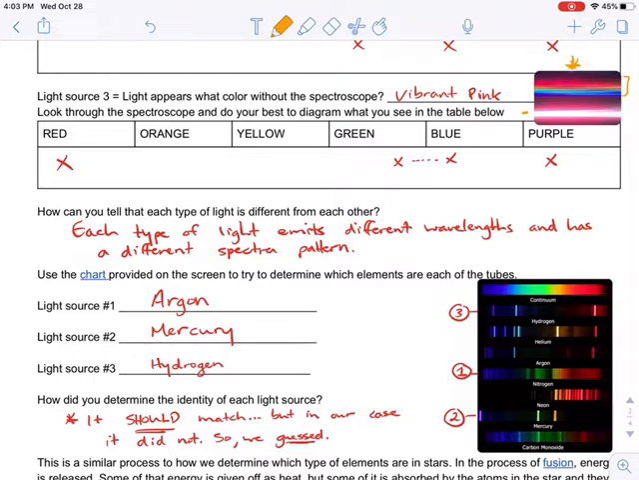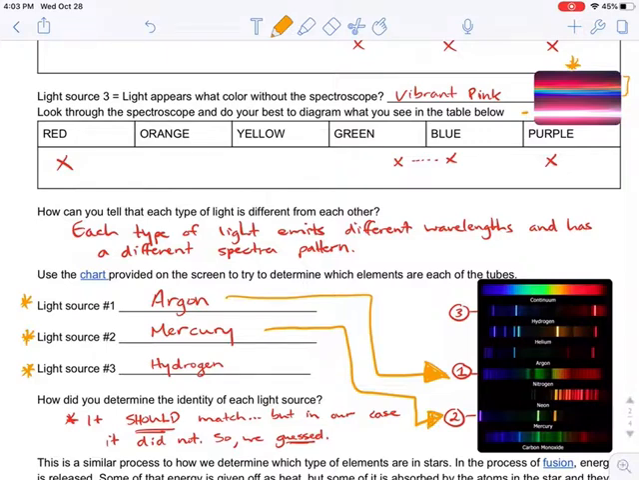Now, the elements that were definitely in those tubes that I showed you in class were argon, mercury, and hydrogen. And if we look over here, that's what argon should have looked like when we looked at it through a spectroscope. Now, I think we can admit that that's not necessarily what we got. Mercury was a little bit closer.